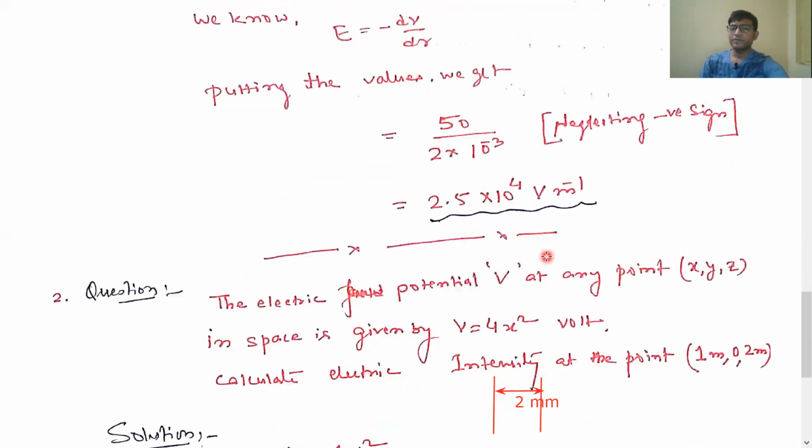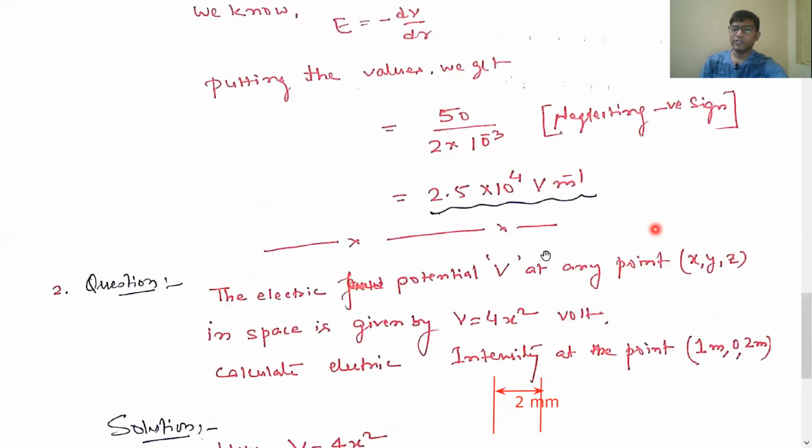Next question: the electric potential V at any point x, y, z in space is given by V is equal to 4x square volt. Calculate the electric intensity at the point. Electric field and electric intensity are actually the same thing, remember this. The point is 1, 0, 2, and all values are in meters.